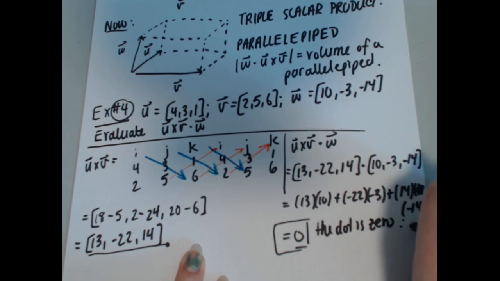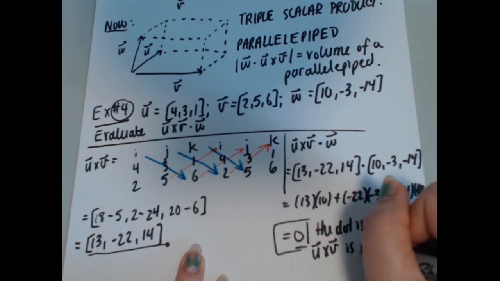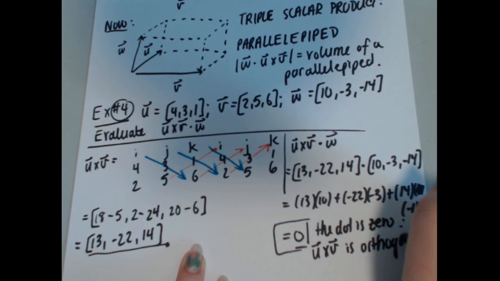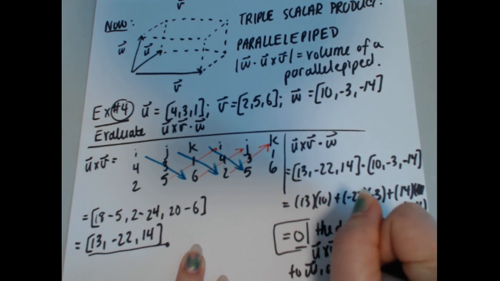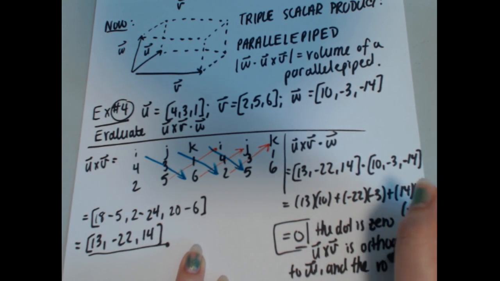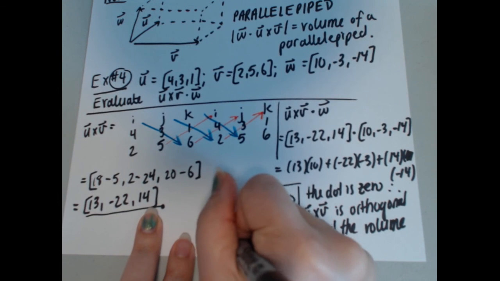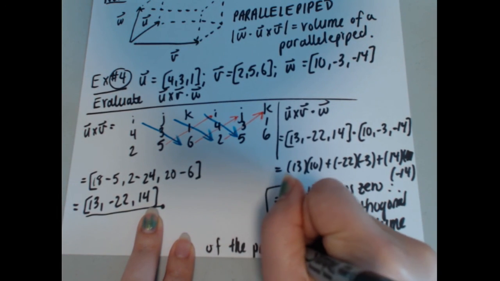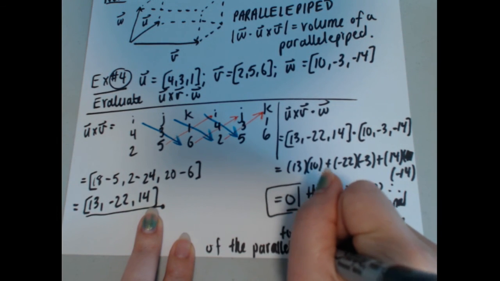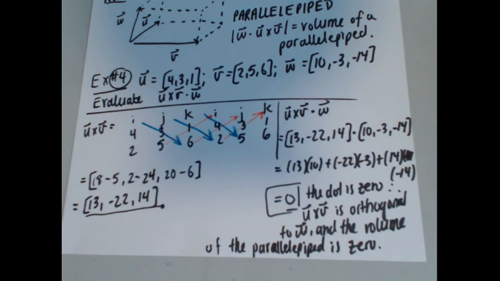So the dot product is 0, therefore u cross v is orthogonal to w, and the volume of the parallelepiped is 0, and that's because it doesn't exist.